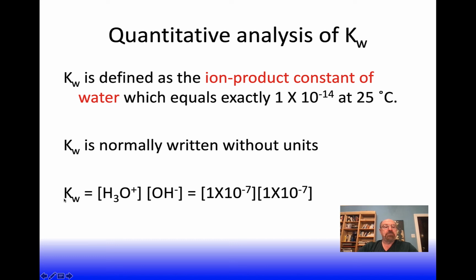Where does it come from? Kw equals the concentration of the hydronium ion times the concentration of the hydroxide ion. Since they're both 1 times 10 to the minus 7, when we multiply them together, we get 1 times 10 to the minus 14. So the ion product constant of water is the concentration of hydronium ion times the concentration of hydroxide ion at 25 degrees. So that value, Kw, is 1 times 10 to the minus 14.